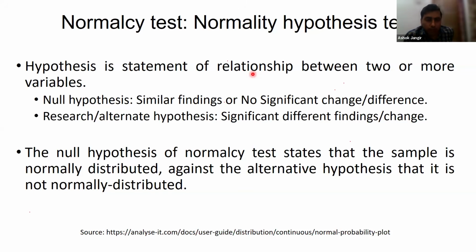The null hypothesis of the normalcy test. There are different types of normalcy tests. The null hypothesis of a normalcy test states that the sample is normally distributed, against the alternative hypothesis, that it is not normally distributed. So if the null hypothesis is true, it means our sample is normally distributed. Sample means that variable. And if the alternative hypothesis is true, it means it is not normally distributed.